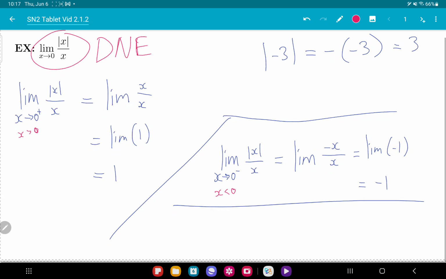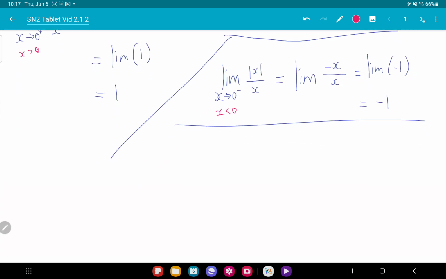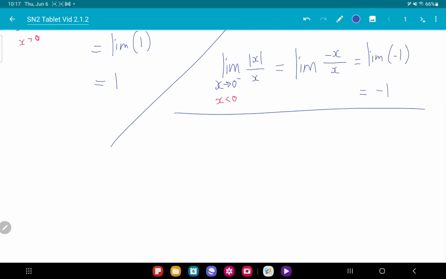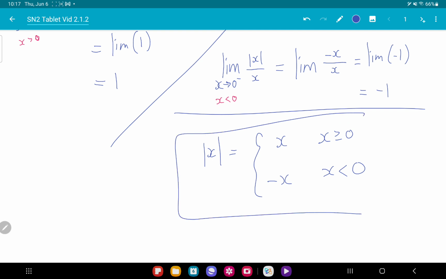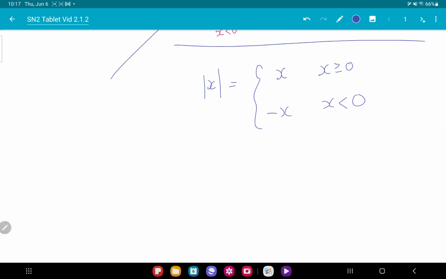So let's draw a picture here. Now, if you look at absolute value of x, like we just said, it's going to be x. It's going to have no change to x if it receives a positive number or 0. And it's going to give me negative x if x is less than 0. So this is a broken or stepwise function. How do you graph that?